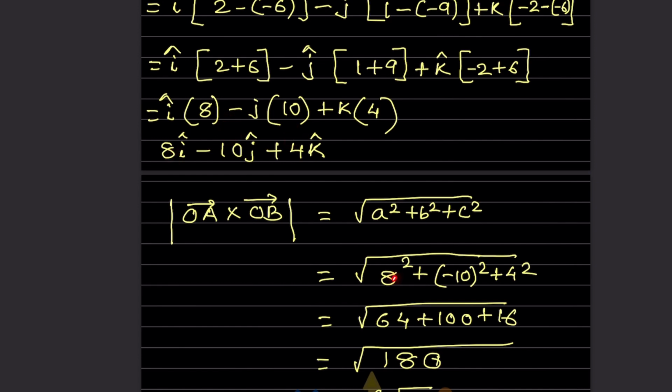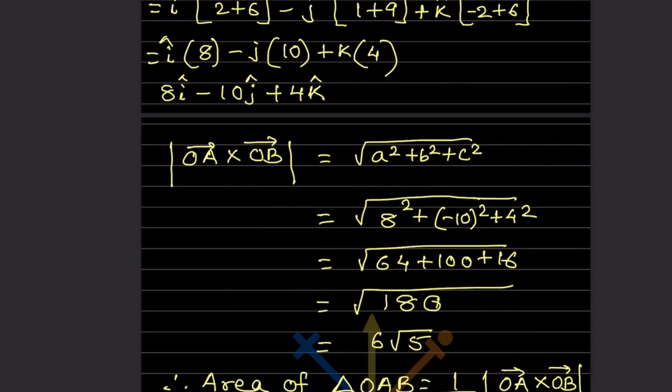So the root of 8 square plus minus 10 square, and this is going to be 4 square. So now this is going to be 64 plus minus 10 square, that is 100, and this is 16. So you will get here 180. So now see here 180, when we take the factors of 180, so what do we get over here?